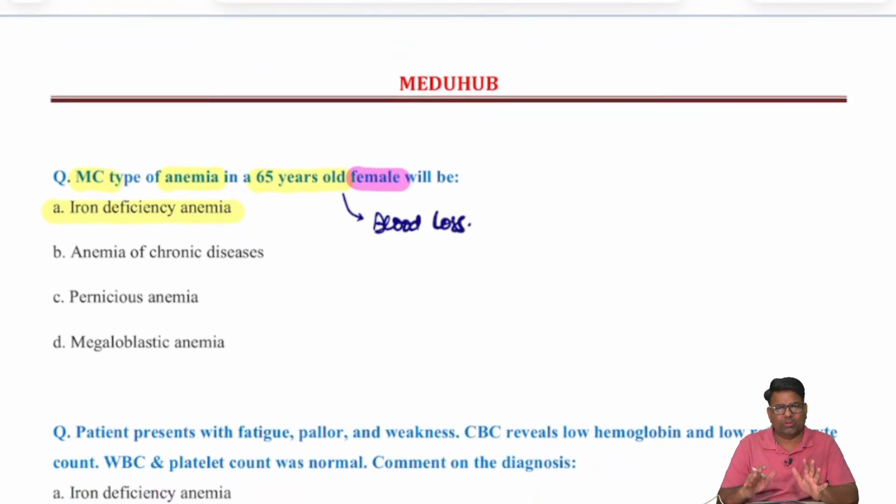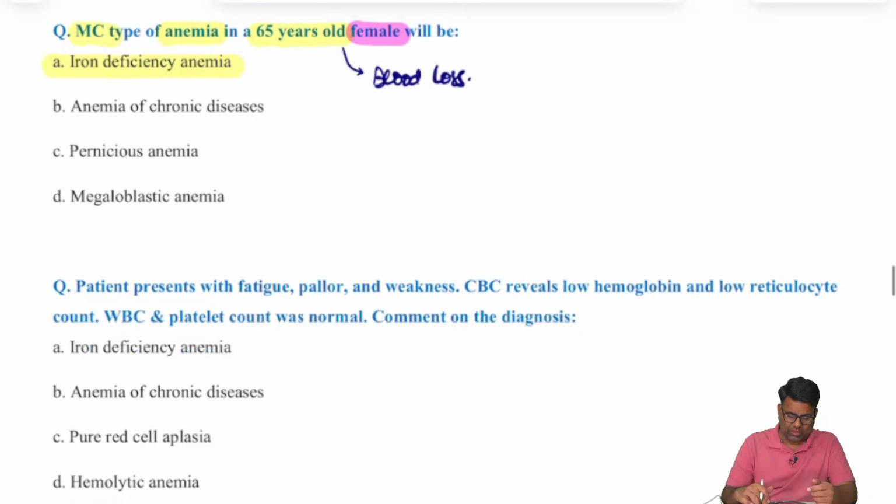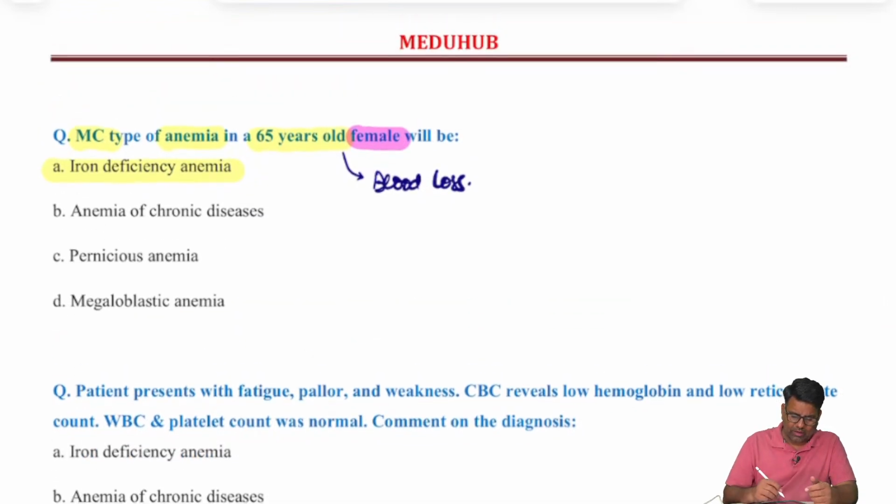So elderly female, possibility of iron deficiency anemia, if there are no other clues in the question. Then a next question, and this is a perfectly new question, like asked for the very first time. Now here, a patient is presenting with fatigue, pallor, and weakness. So everything suggestive of anemia. And when evaluated, hemoglobin was low. Yes, case of anemia. But what additional point was given? Low reticulocyte count. And WBC and platelets absolutely normal.